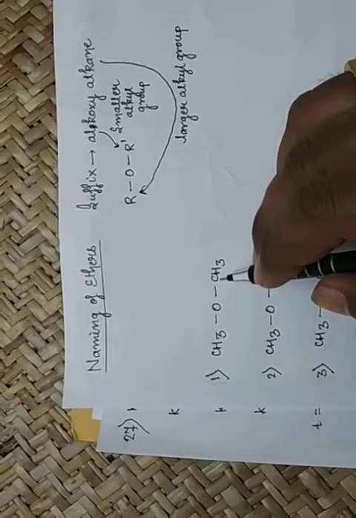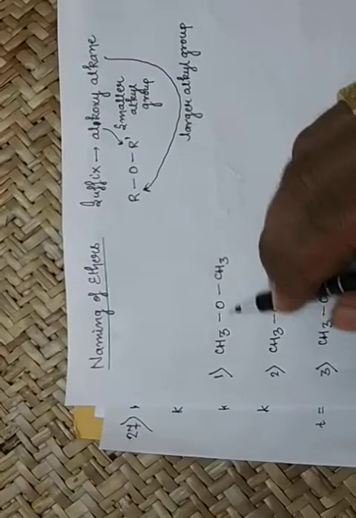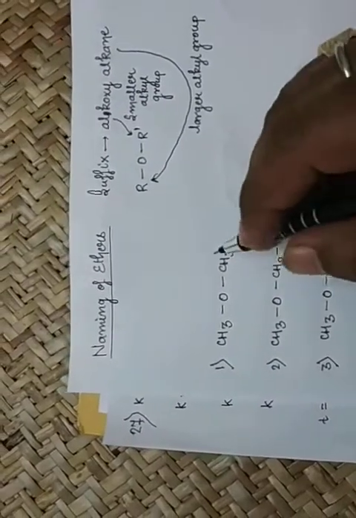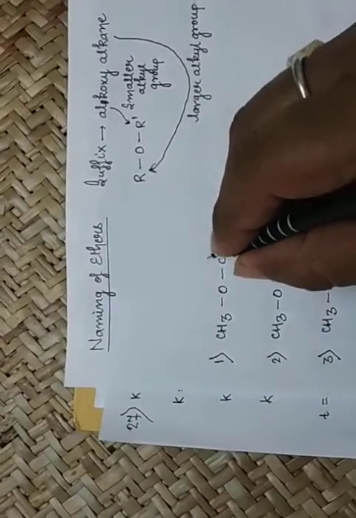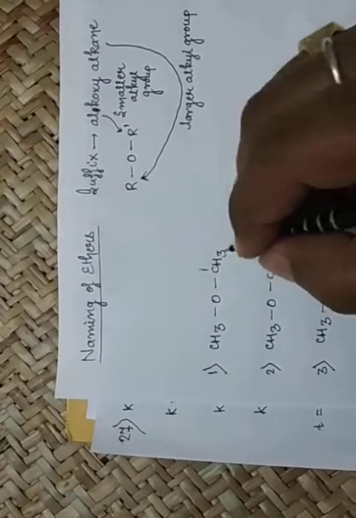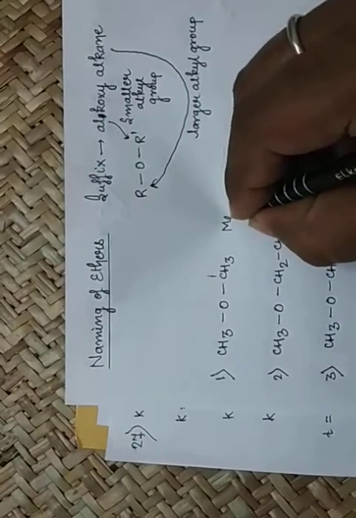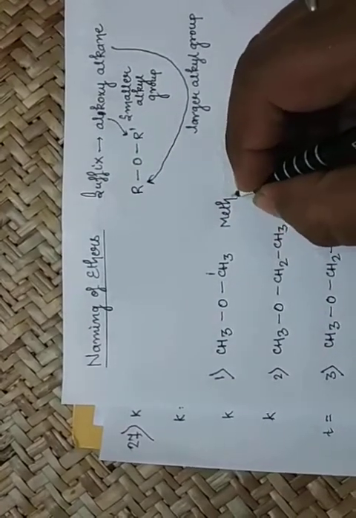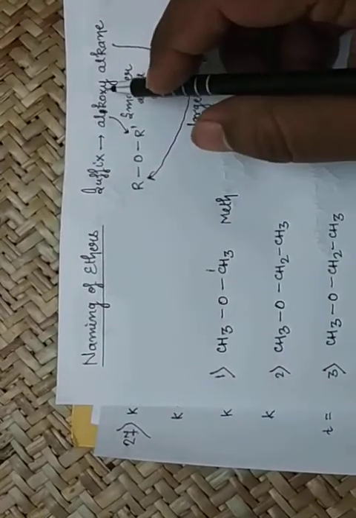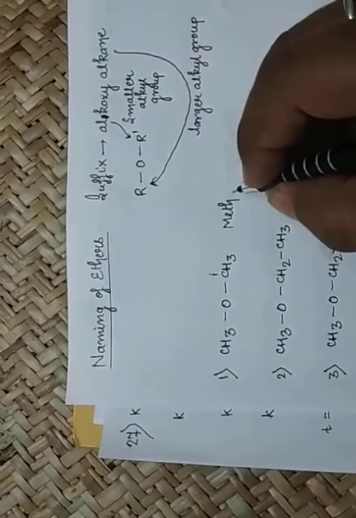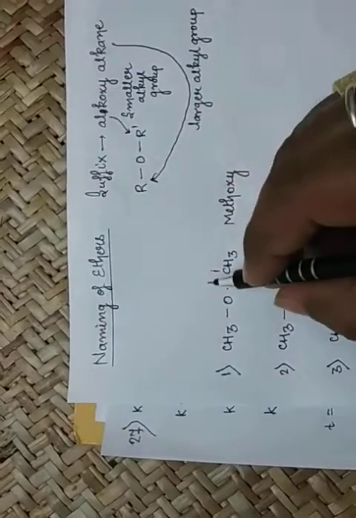Now how do we decide which side of carbon to count? Suppose the same alkyl group is there, so you count one. One carbon means what? Meth. And the single bond is there, so methane. Ane is replaced by oxy. Listen, there's an alkoxy: meth, ane replaced by oxy. This part is done.